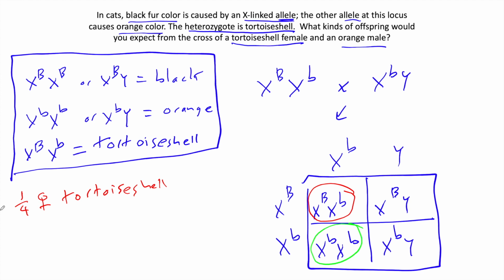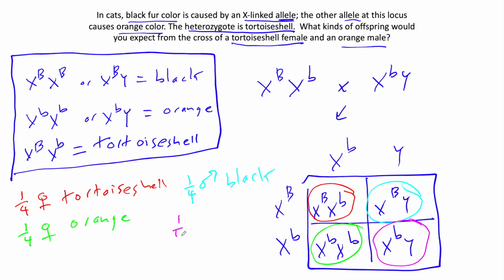1/4 of the kids are females that are orange. 1/4 of the kids are males that are black, and 1/4 of the kids are males that are orange. Okay, so that's how you solve that one.